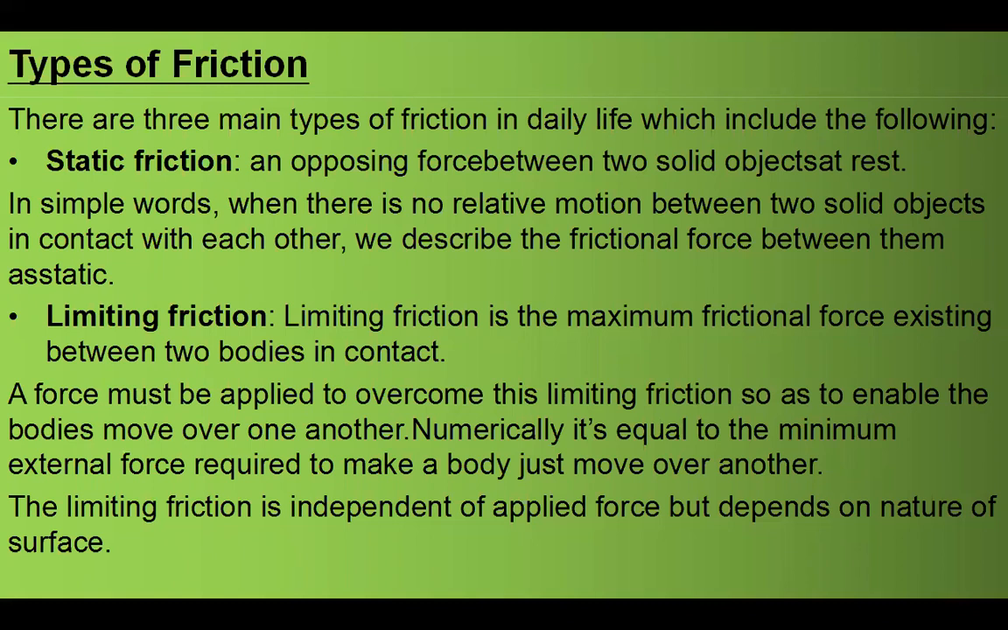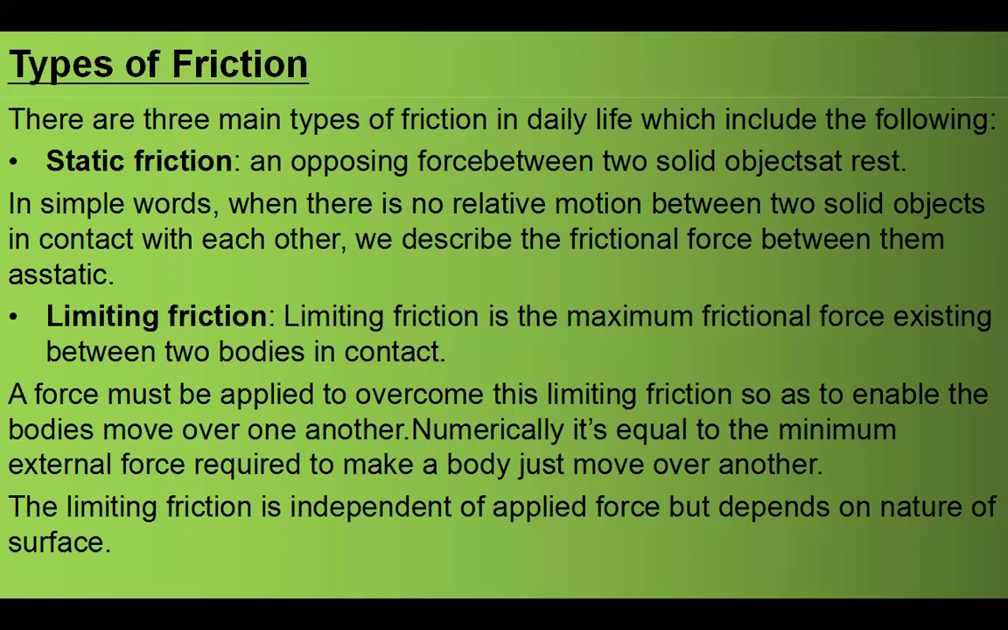The second one is limiting friction. Limiting friction is the maximum frictional force existing between two bodies in contact. A force must be applied to overcome this limiting friction to enable the bodies to move over one another. Numerically, it is equal to the minimum external force required to make one body just move over another. So that's what limiting friction is.